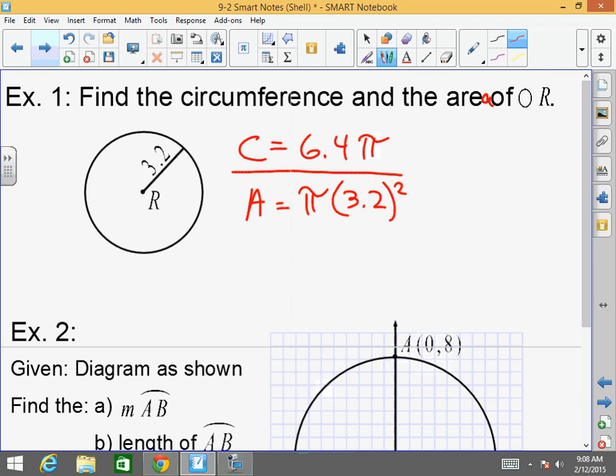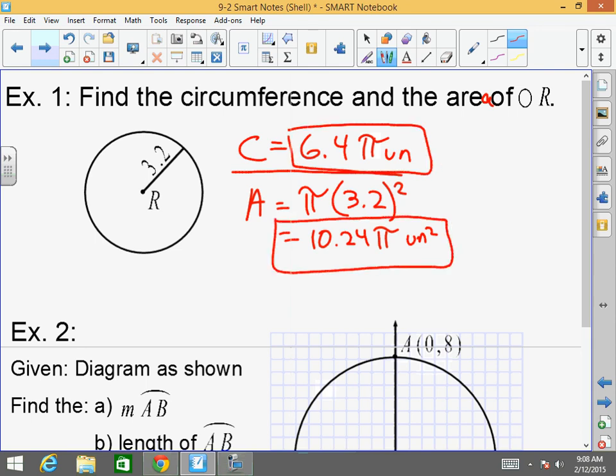3.2 squared is 10.24. So this would be 10.24 pi square units. Circumference is linear, area is squared. And again, if you wanted the exact value, just multiply by pi.